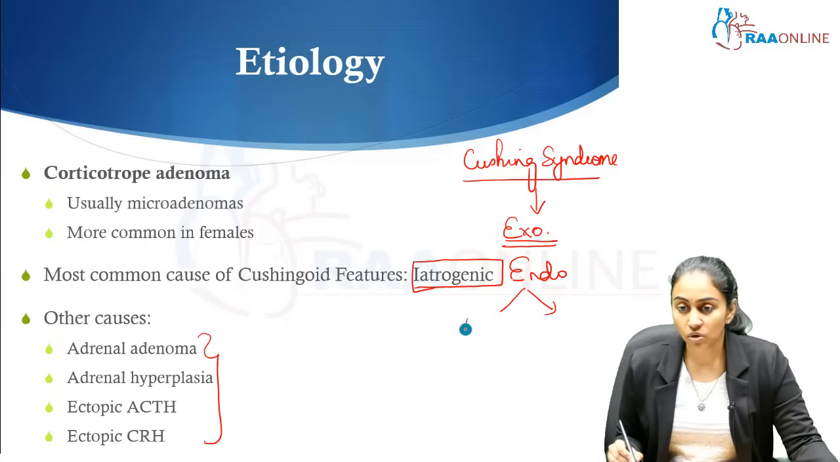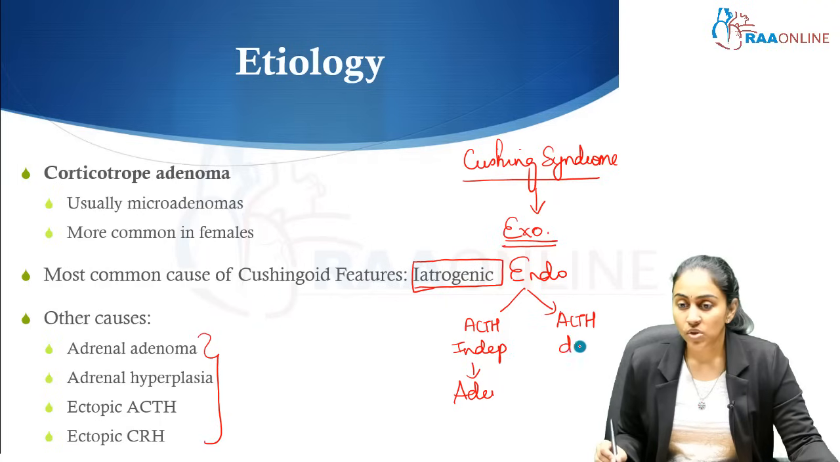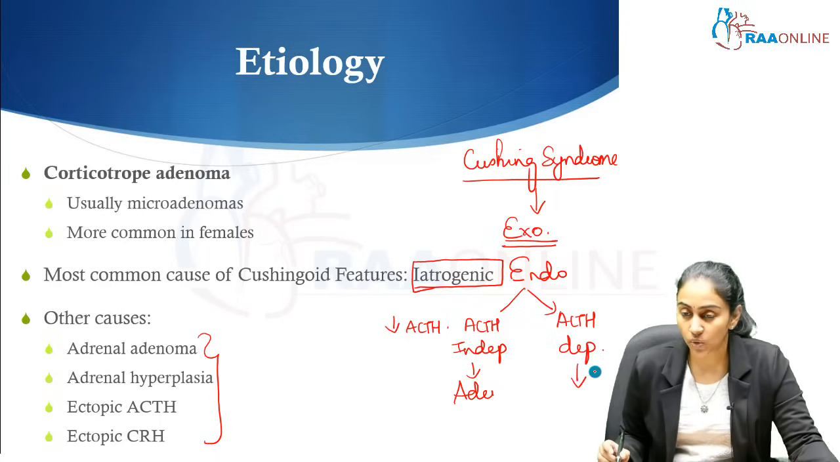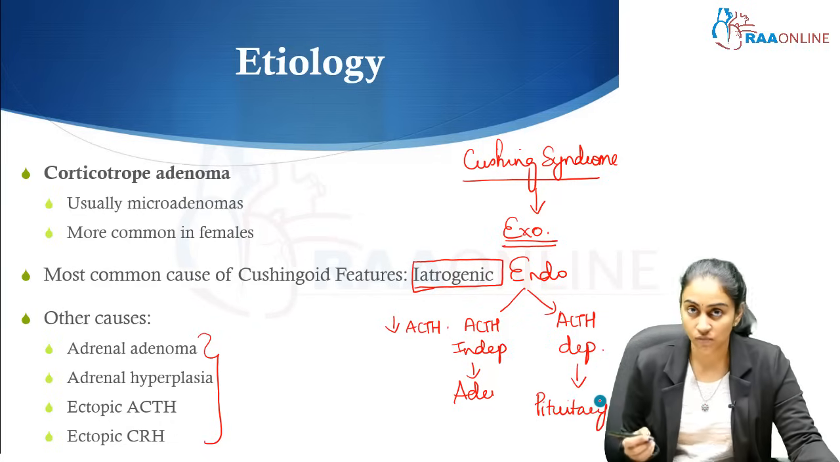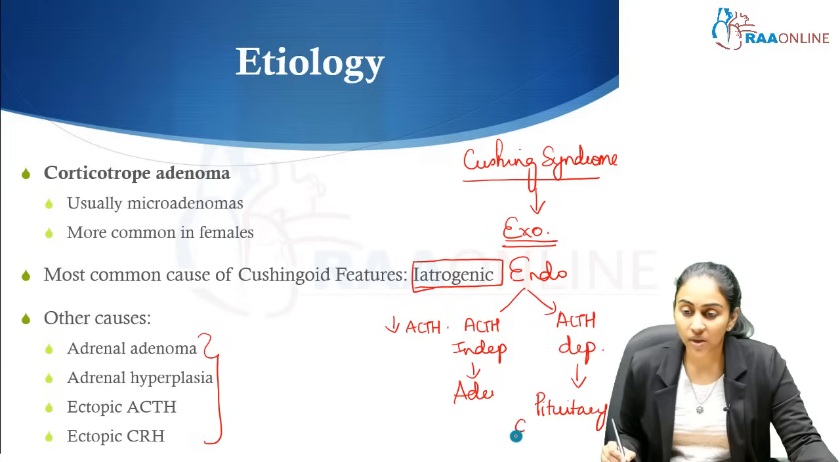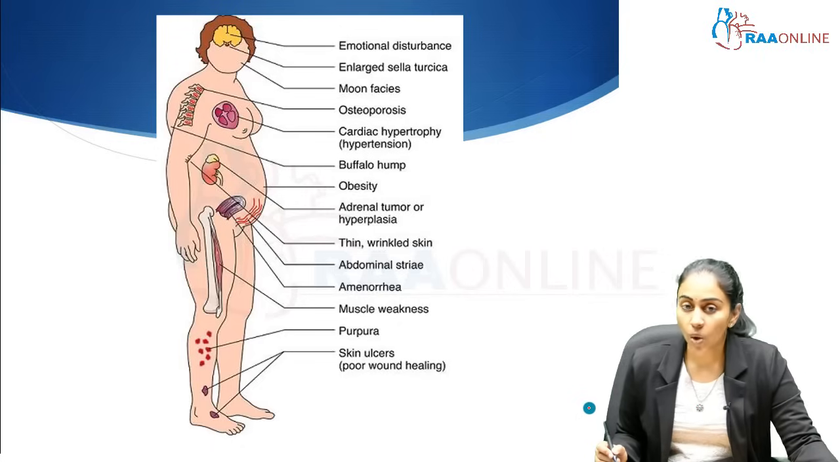In that case, it could be ACTH independent, when the problem is going to be in the adrenals, or it could be ACTH dependent. ACTH independent ones are going to be characterized by suppressed ACTH, whereas in ACTH dependent ones, the ACTH is not going to be suppressed. In ACTH dependent ones, the ACTH could be coming from the pituitary, which is called Cushing's disease, which is what we are discussing, or there could be an ectopic ACTH secretion. So, this is how typically a Cushingoid patient presents.